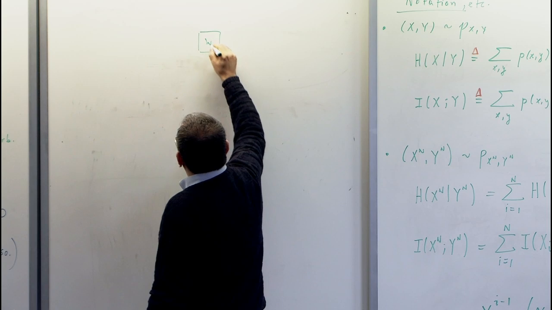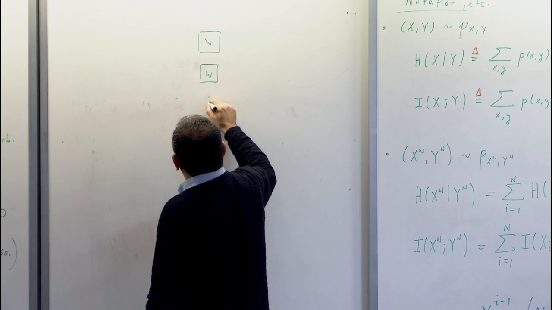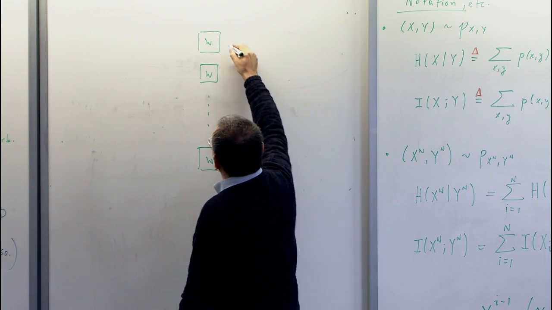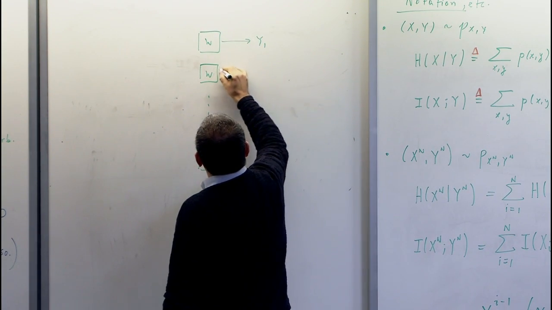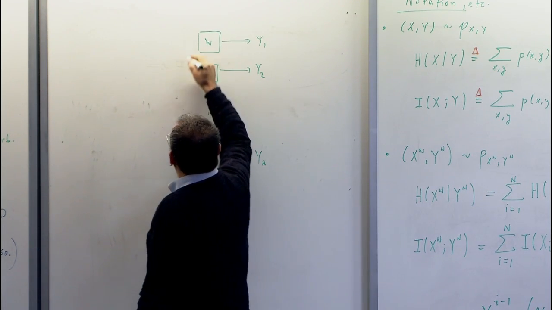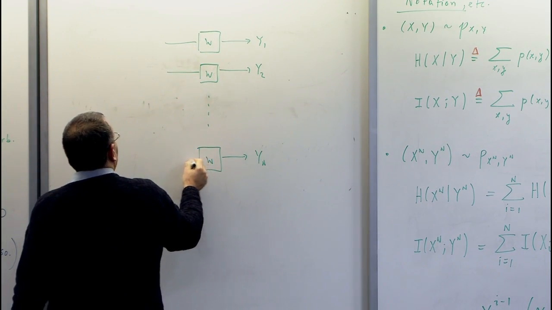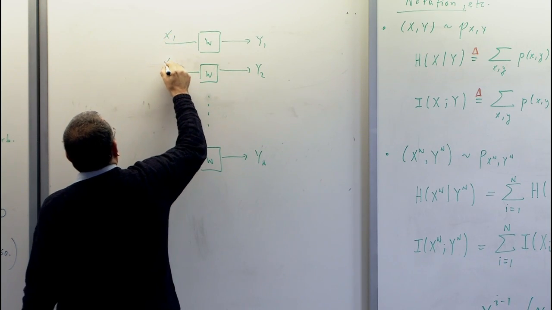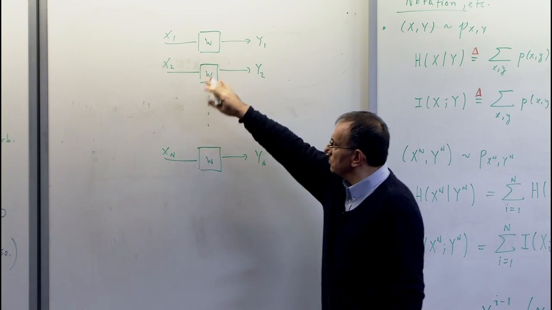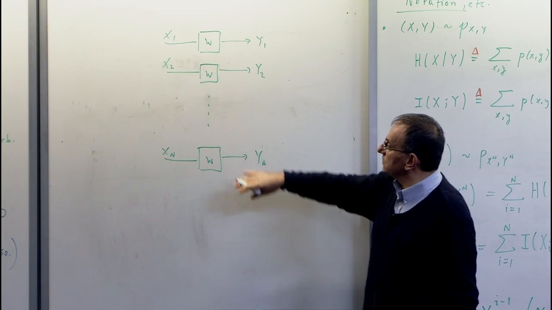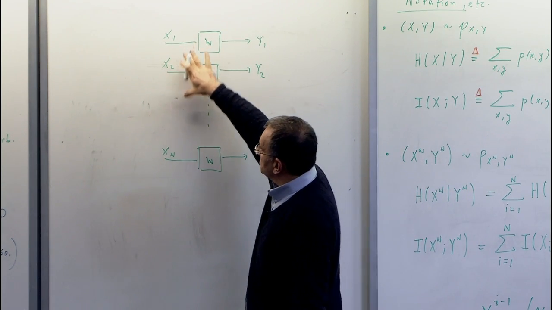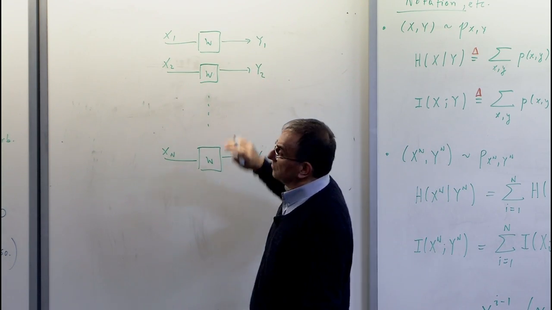So it is like this. We have n copies of the channel. This is how I think about it. There are n independent copies of the channel. This is the input ensemble and the output ensemble.